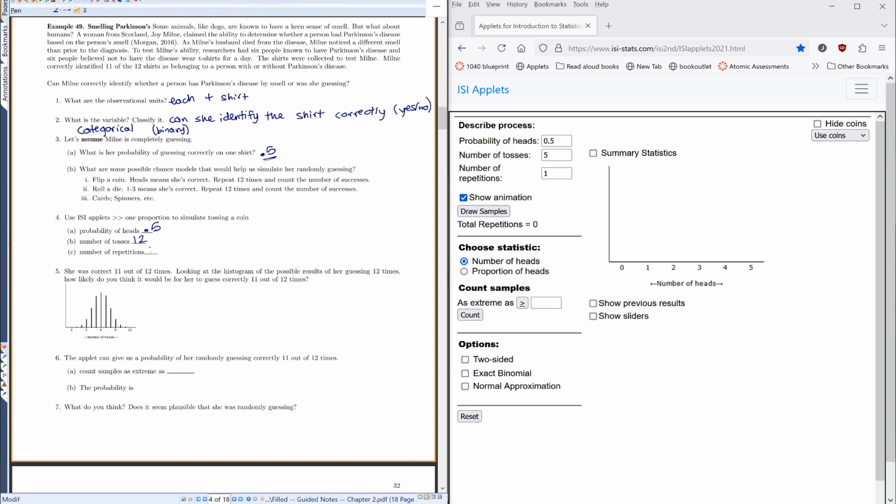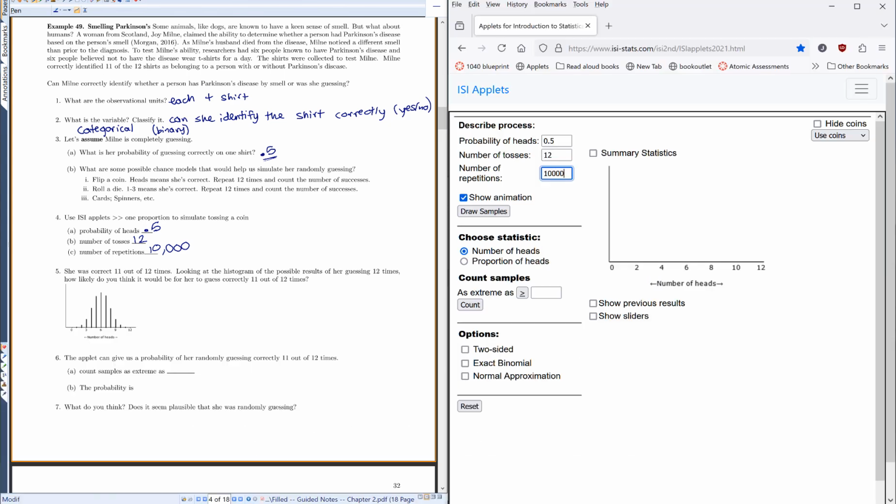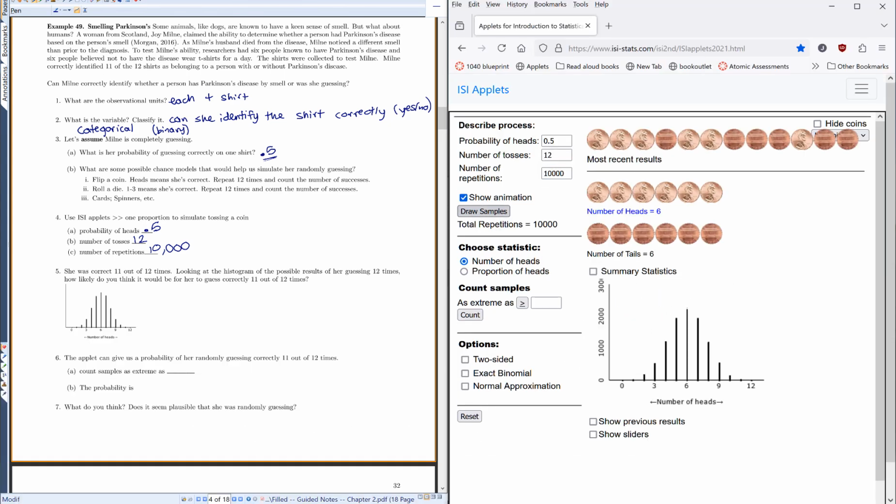And for number of repetitions, we said in this class you should always do 1,000. If you want to have better chances of not accidentally getting something wrong on the homework, I like to use 10,000. This applet is actually really fast. Doing 10,000 shouldn't slow you down much. So probability of heads is 0.5. Number of tosses is 12. Number of repetitions is 10,000. And we draw the samples.